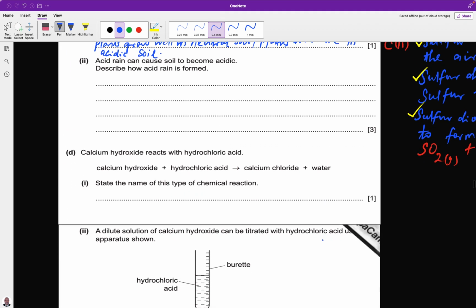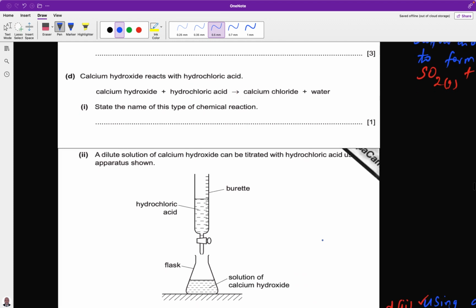Okay, you have 3 marks for that. Calcium hydroxide reacts with hydrochloric acid to form calcium chloride plus water. Calcium hydroxide is alkaline, and hydrochloric acid is an acid. You are now reacting an alkali with an acid. This is an acid-base reaction, resulting in the formation of salt and water.